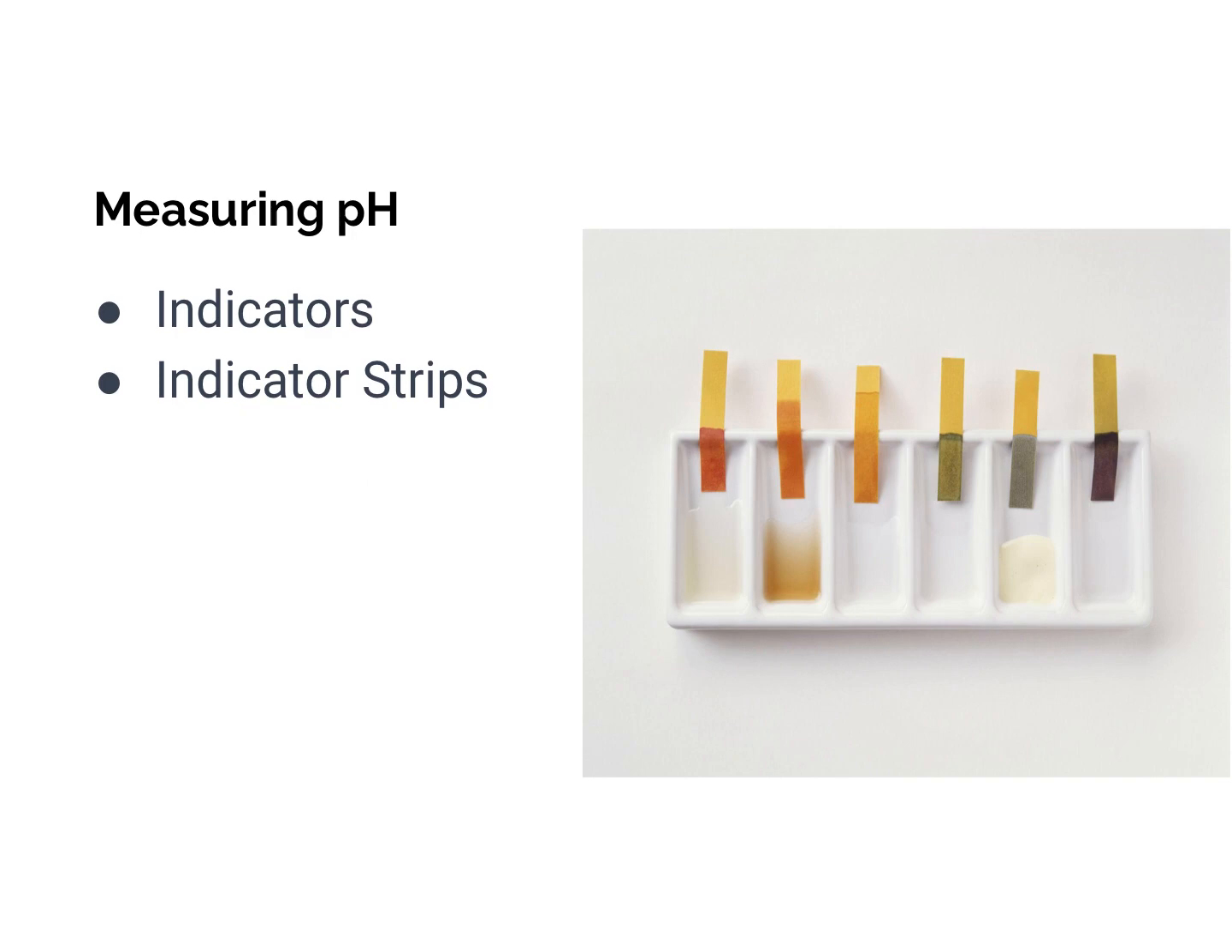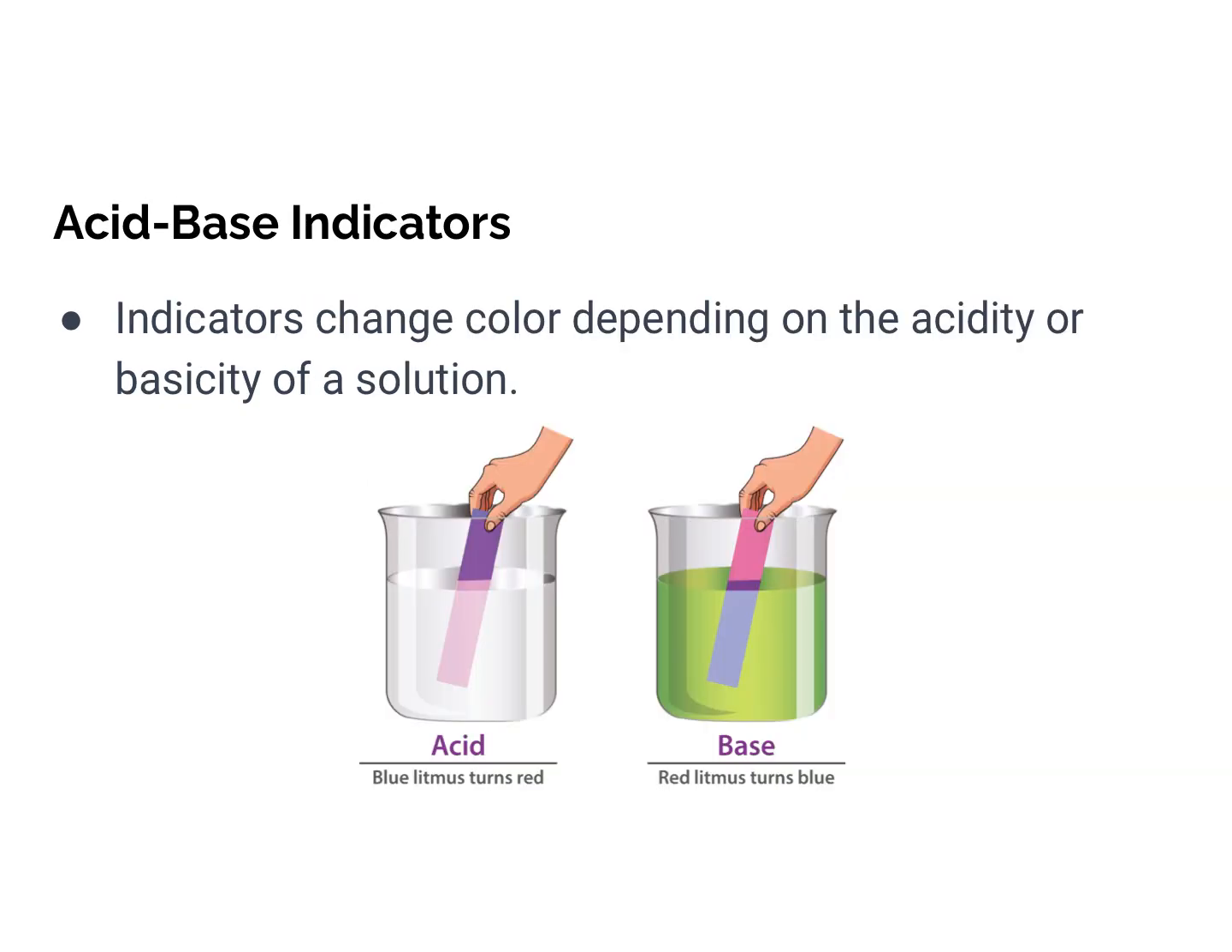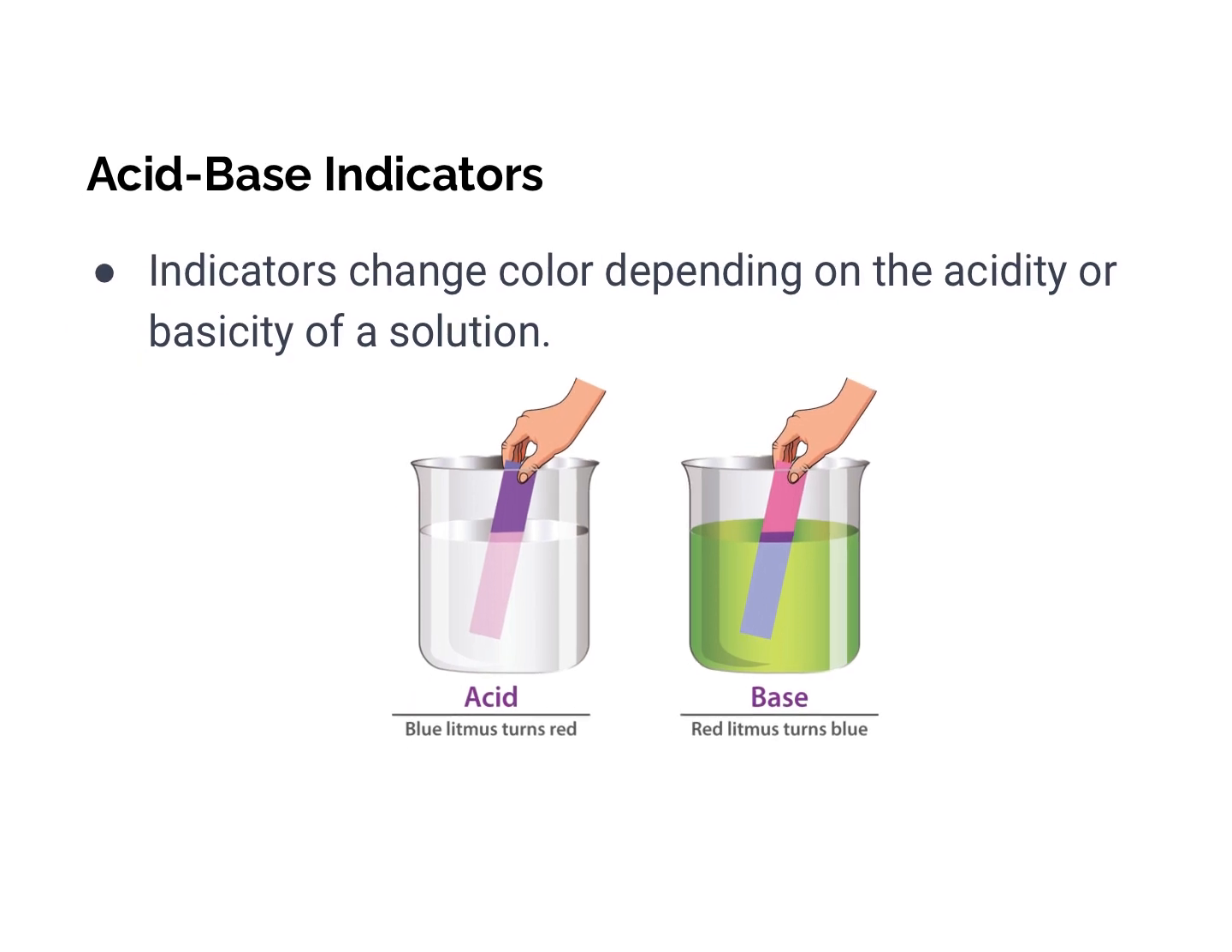Okay. So indicator strips, they are the ones in the picture on this slide. They are just little strips of paper. You dip it in your acid or base and it'll change colors, and they come with a key. So whatever color the strip changes is how you know the pH. The other option is indicators. So indicators are just different chemicals that you mix with your acid or base, and it's going to cause your solution to change colors depending on how acidic or how basic it is. Okay.